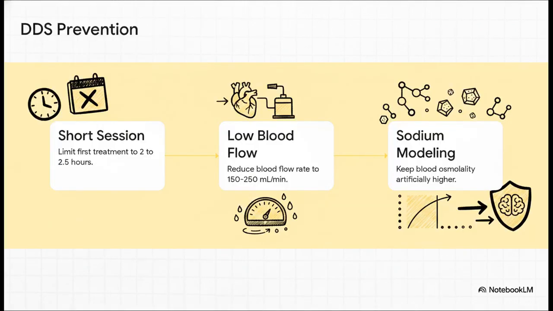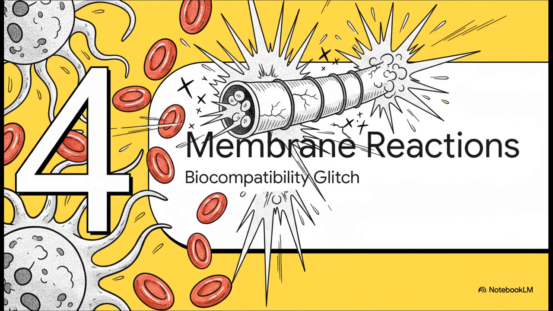Because brand new patients, especially those with a BUN over 100, are so incredibly vulnerable to this, we have to rein in the machine's power during their first few sessions. We shorten the treatment to just 2 or 2.5 hours, and we dramatically slow down the blood flow rate to around 150 to 250 milliliters per minute. Plus, we throw on that sodium modeling to keep the blood osmolality up, which buffers that dangerous fluid shift into the brain.